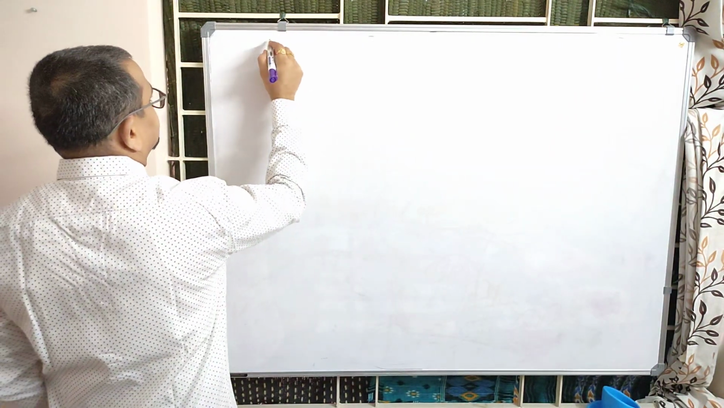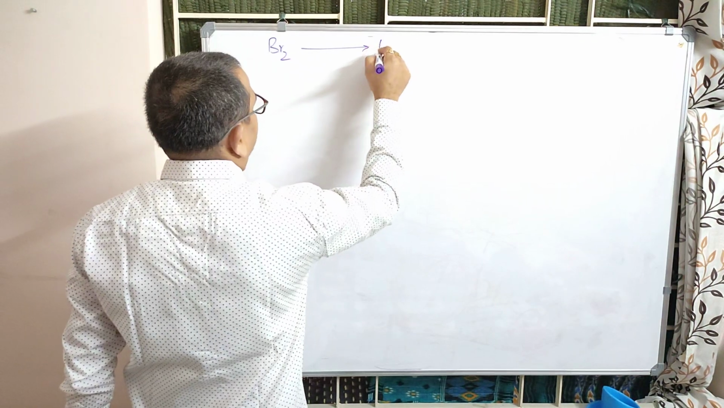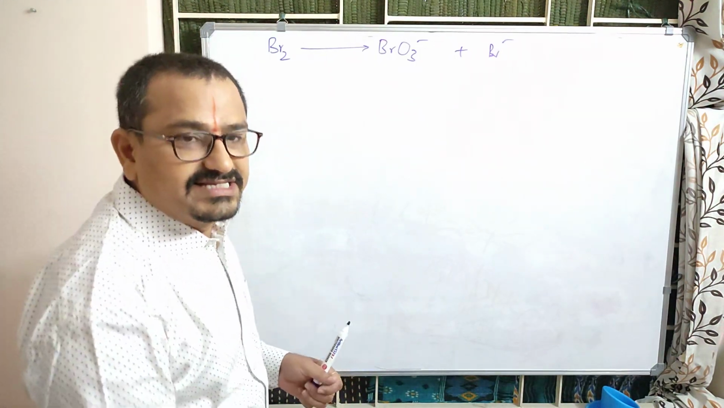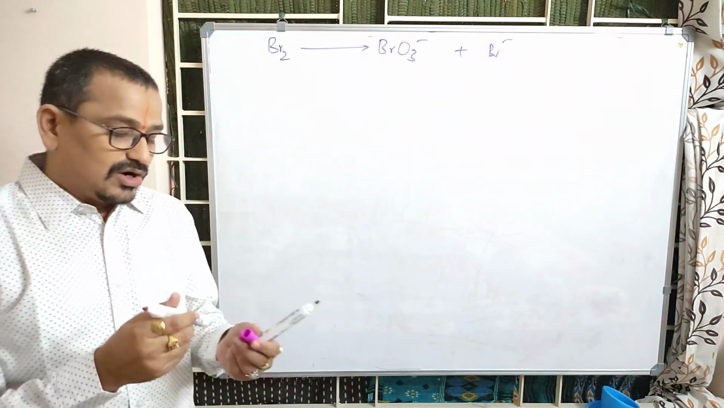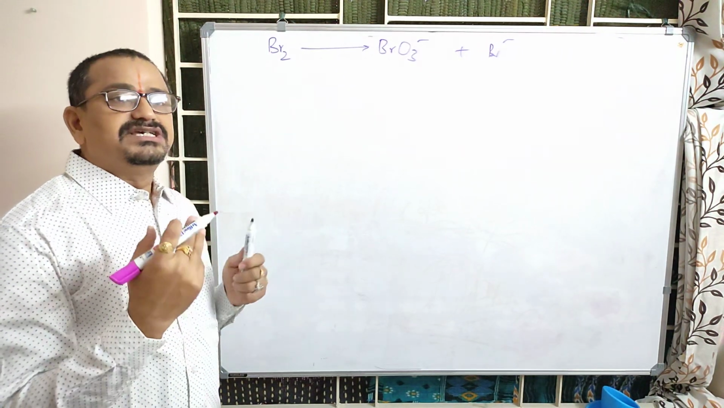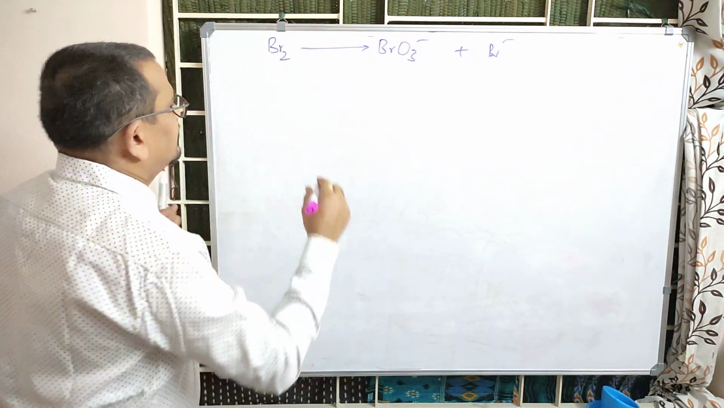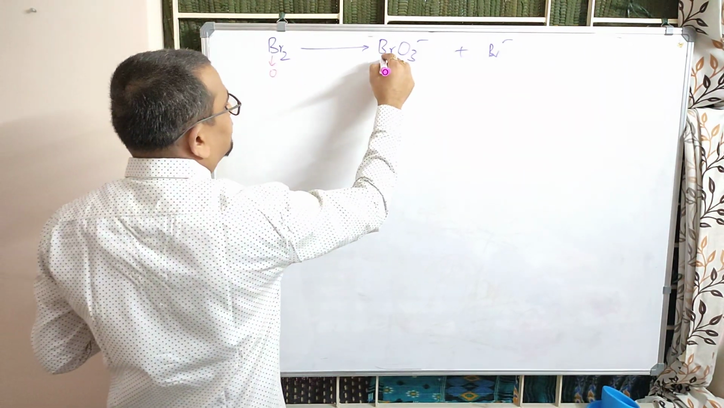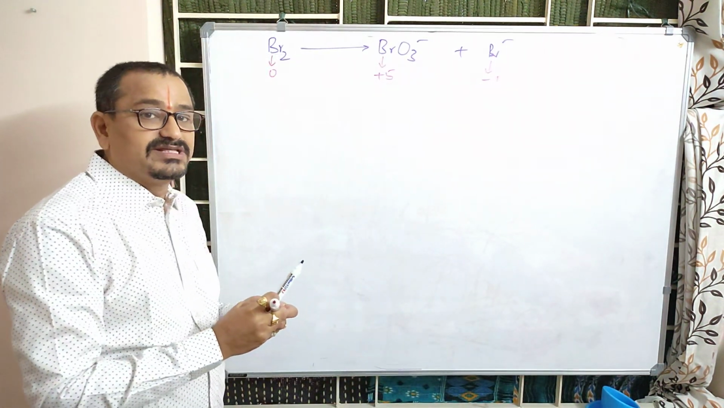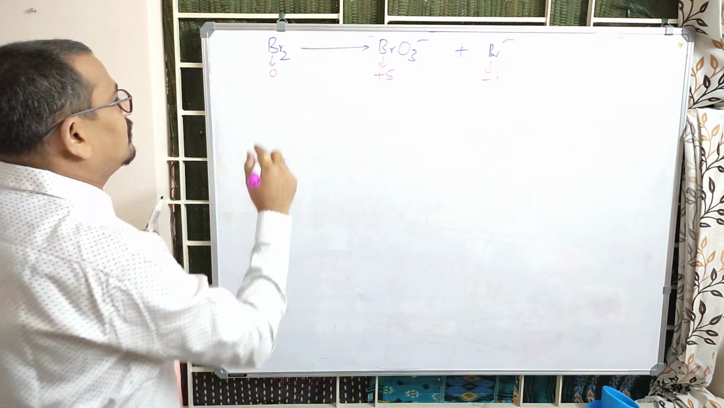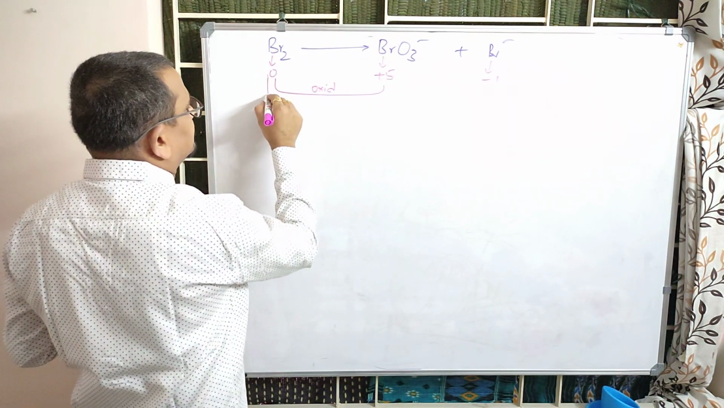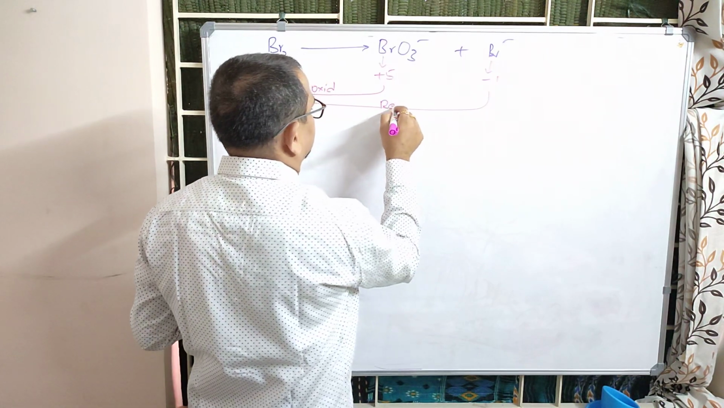Suppose we are given an equation Br2 giving rise to BrO3 minus plus Br minus. For this reaction, let us find oxidation numbers first, because using the oxidation number difference we can assess which is the oxidation half and which is the reduction half. Here bromine is in 0 oxidation number, here bromine is in plus 5 oxidation number, whereas here bromine is in minus 1 oxidation number. You know the method of finding oxidation numbers, right? Now 0 to plus 5 is oxidation, and the same bromine changing from 0 to minus 1 is a reduction.